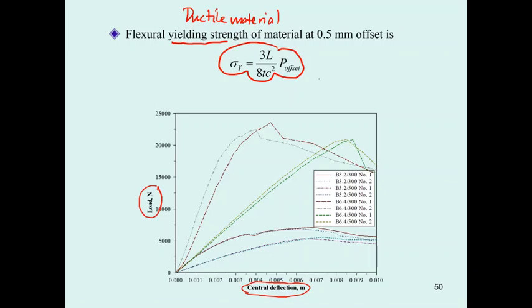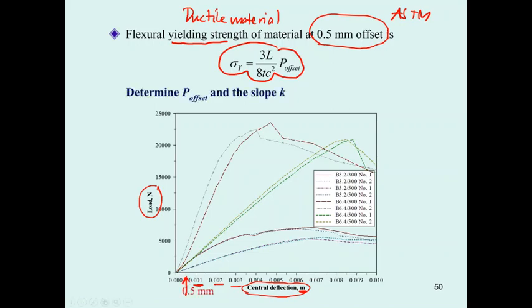We're going to use the 0.5% offset according to the ASTM. What it means is we're going to determine the 0.5 millimeter. This is in meters, and this is going to be 1 meter, 2 meter, 3 meter. So 0.5 is going to be here, and then you draw the line parallel to the first part. That means you draw this line parallel to this one, and where it cuts this point, you get the P offset. Then you put the P offset back into this equation and determine the yielding stress of this material.